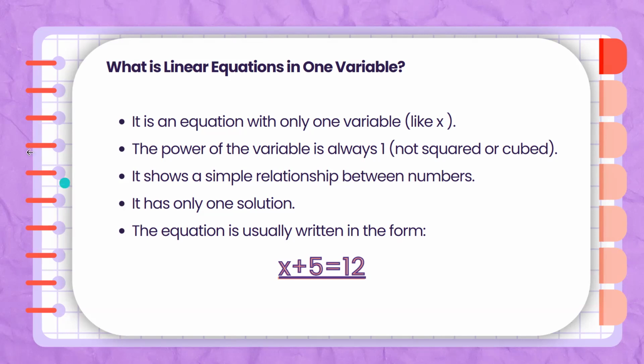And the equation is usually written in the form as shown here. This is an example. So x plus 5 gives you 12. That is one of the linear equations in one variable.